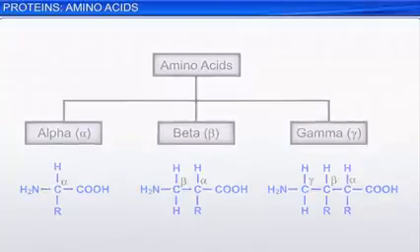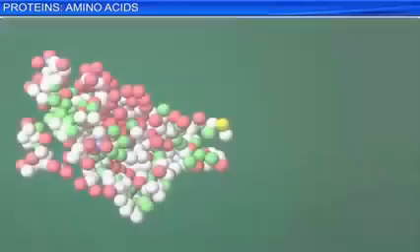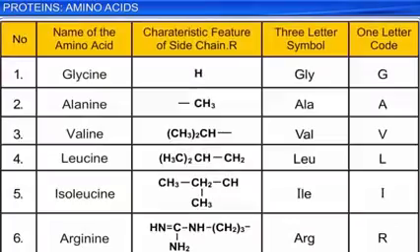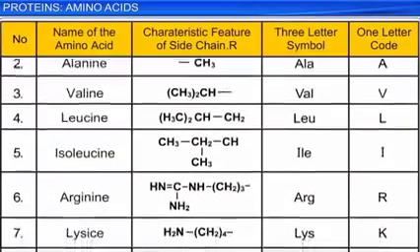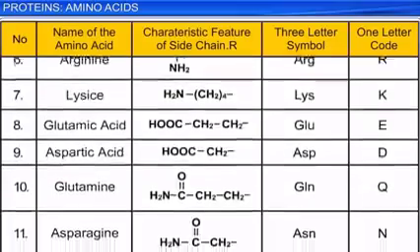An alpha amino acid is illustrated here. R represents the side chain. Alpha amino acids are the building blocks of proteins. Only alpha amino acids are found in naturally occurring proteins. There are 20-odd alpha amino acids, as shown in the table.